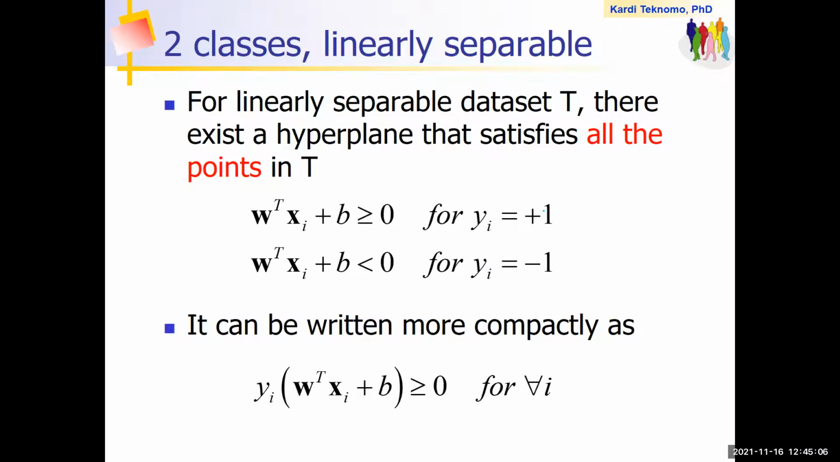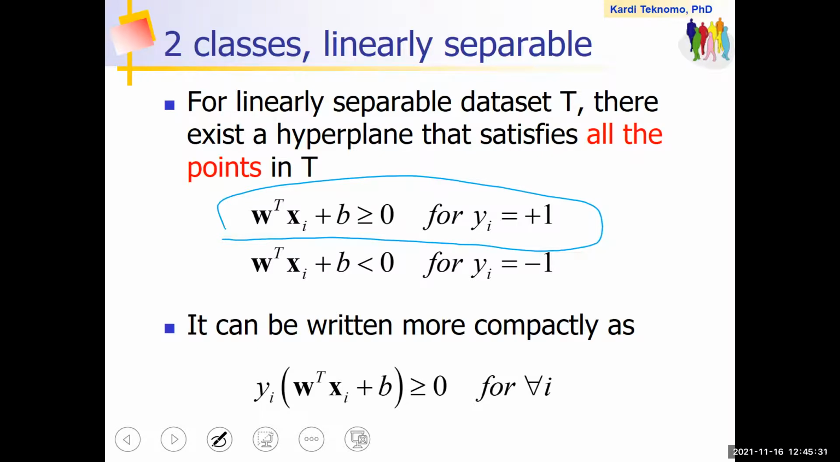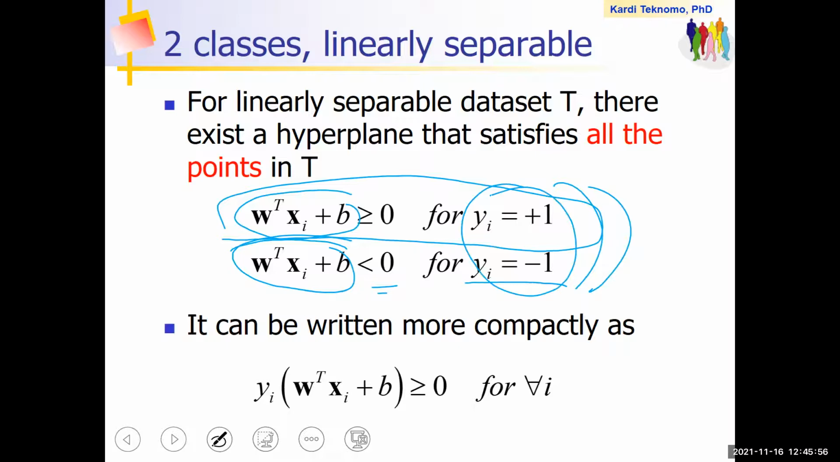So remember, we assume that we can separate them. So for a linearly separable data set, as before, there exists a hyperplane that satisfies all the points in T. If Y is positive, you will have this expression be positive also. If Y is negative, then this expression is supposed to be negative also. So these two equations can be put together into one equation. Why? Because Y is plus and minus. You see here, we deliberately changed the value of Y from 0 and 1 to negative 1 and positive 1, so that we can put it into this compact form.